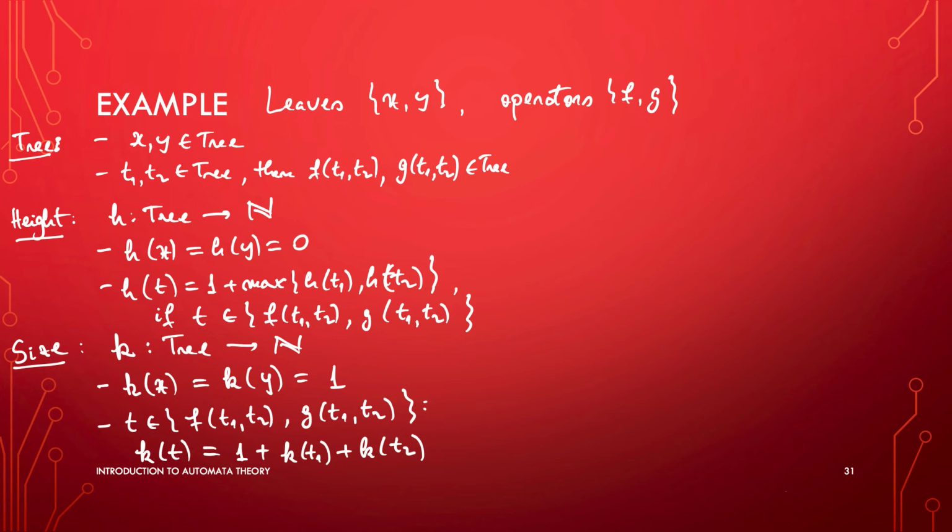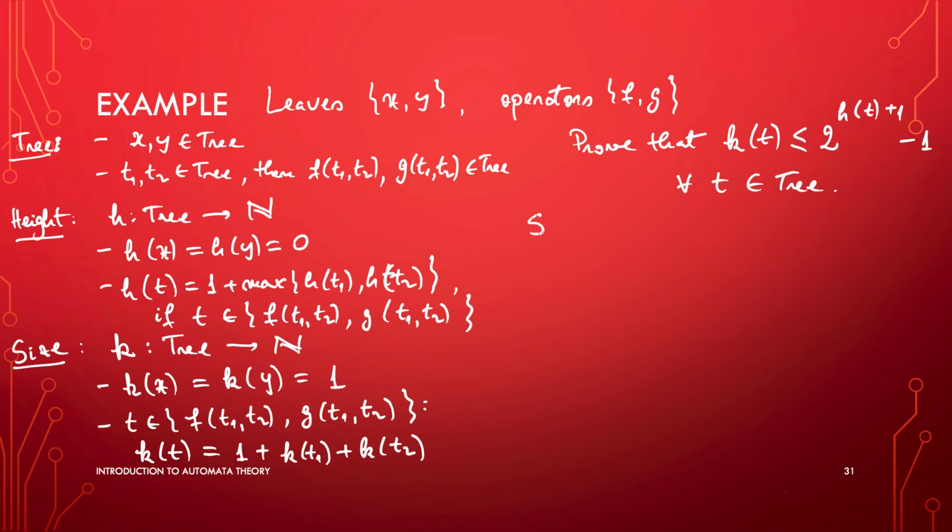And the example I want to show you here for structural induction is to prove the following property. I'm going to prove that the size of any tree T is at most 2 to the power of the height of that tree plus 1, minus 1, and this is for all binary trees. So we are going to do this by structural induction.